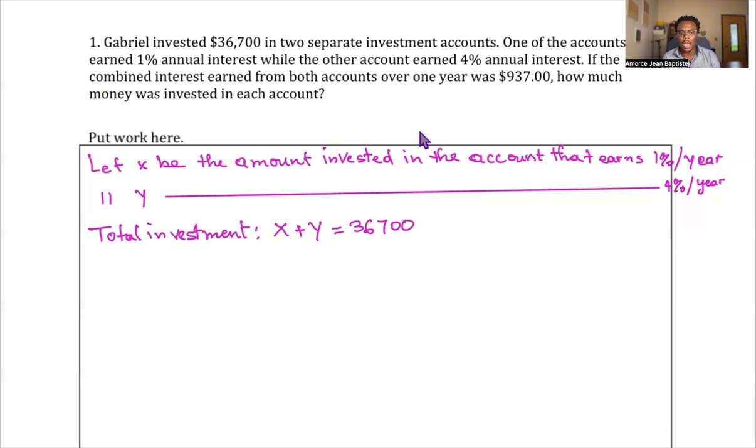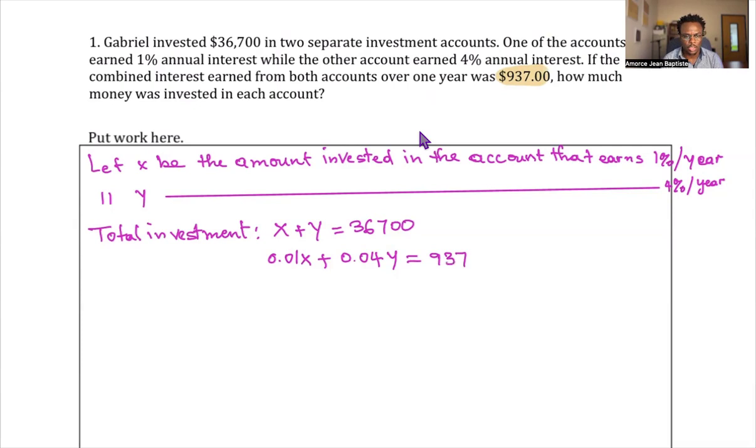So that one is going to be about the interest, because they say the combined interest was 937. We can tell that 1% of what was invested was earned from the first account. 1% of X is 0.01 times X, plus the second account, where 4% was earned. So 4% is 4 divided by 100 times the value, that's 0.04 times Y, equals the total earned for the investment. The total earned combined was 937. So then I have the 2 equations.